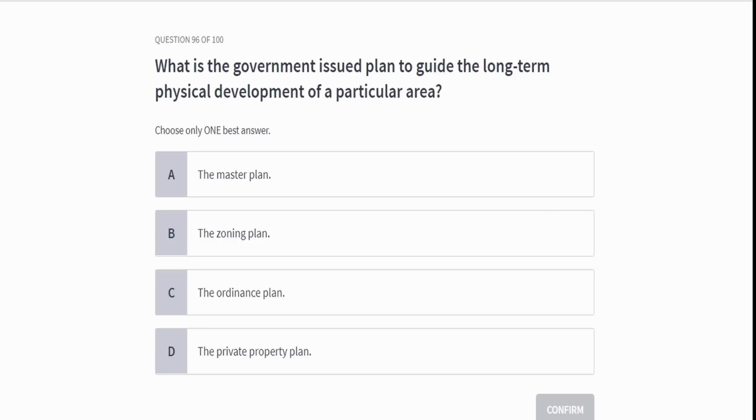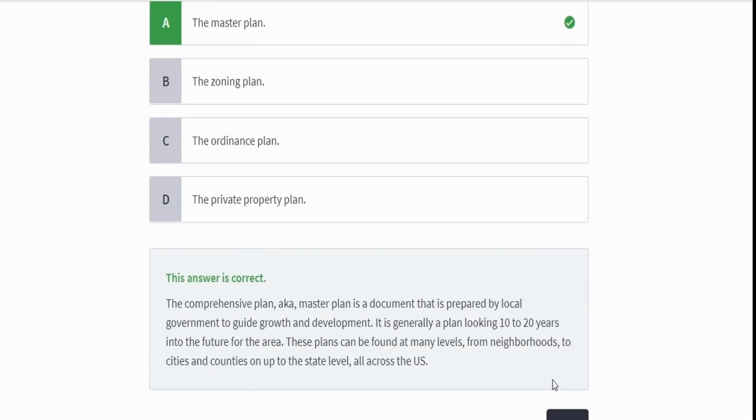Alrighty, so hopefully you guys came up with the answer on this one, and hopefully it was the correct answer. What is our correct answer? Well, it is the master plan. Yes, you've heard it before. The comprehensive plan, aka the master plan, is the document prepared by the local government to guide growth and development. It is generally a plan looking 10 to 20 years into the future of an area. These plans can be found at many levels, from neighborhoods to cities and counties, all the way up to the state level all across the US.